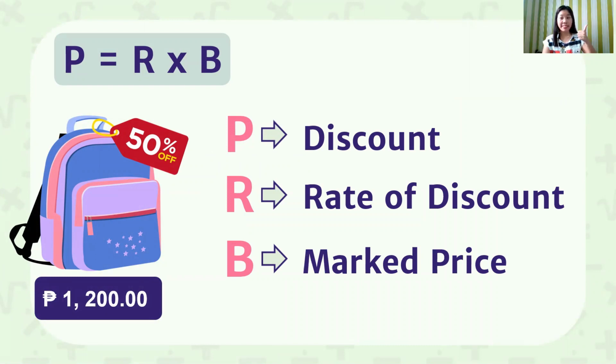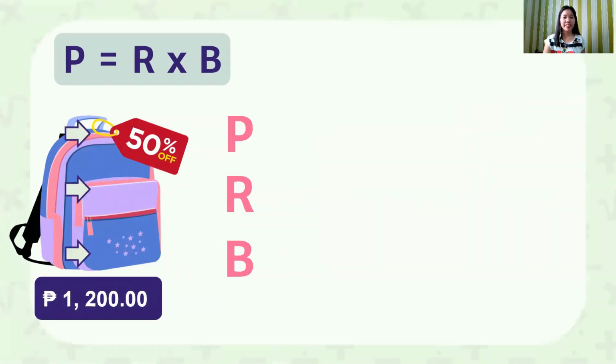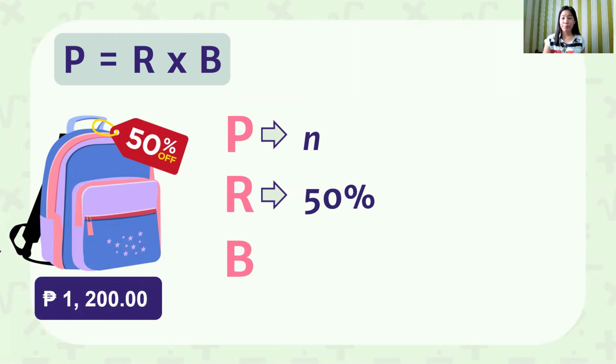Did you get it? All right, let us identify the numbers. P is the one that we will be looking for, and R, or the rate of discount, is 50%. Since we are about to multiply the rate of discount by the marked price, we should first convert the percent to decimal. In converting a percent to its decimal form, we first cancel its percent sign. And then, we will move the decimal point twice to the left.